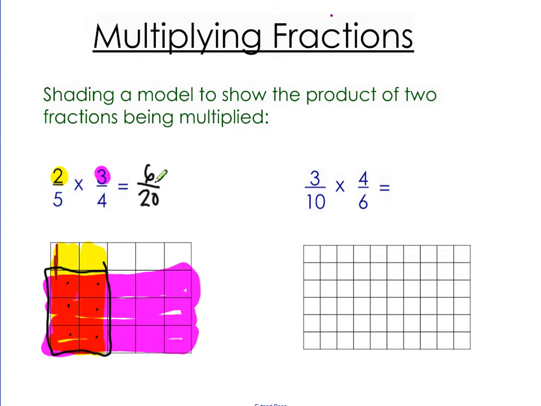Now 6/20 is not in lowest terms, so we need to reduce this fraction down to lowest terms. Both 6 and 20 can be divided by 2. That's the greatest common factor they can both be divided by. So 6 divided by 2 is 3, and 20 divided by 2 is 10. 3 and 10 are in lowest terms. We know we can't divide anymore. So 2/5 times 3/4 is 3/10.